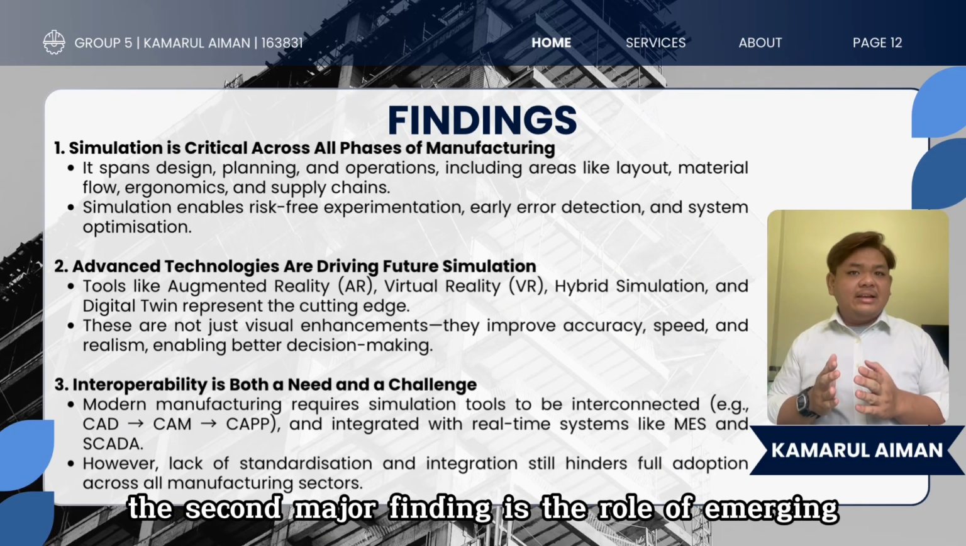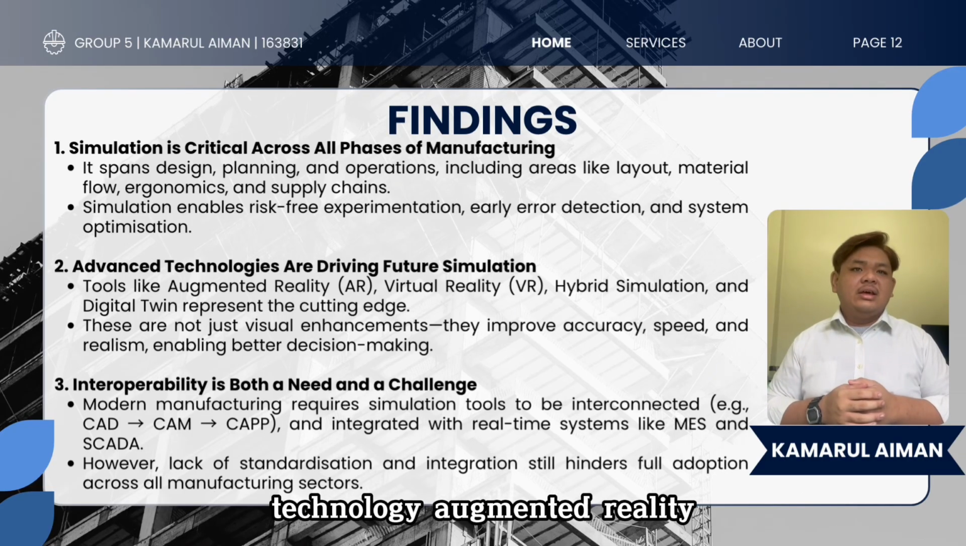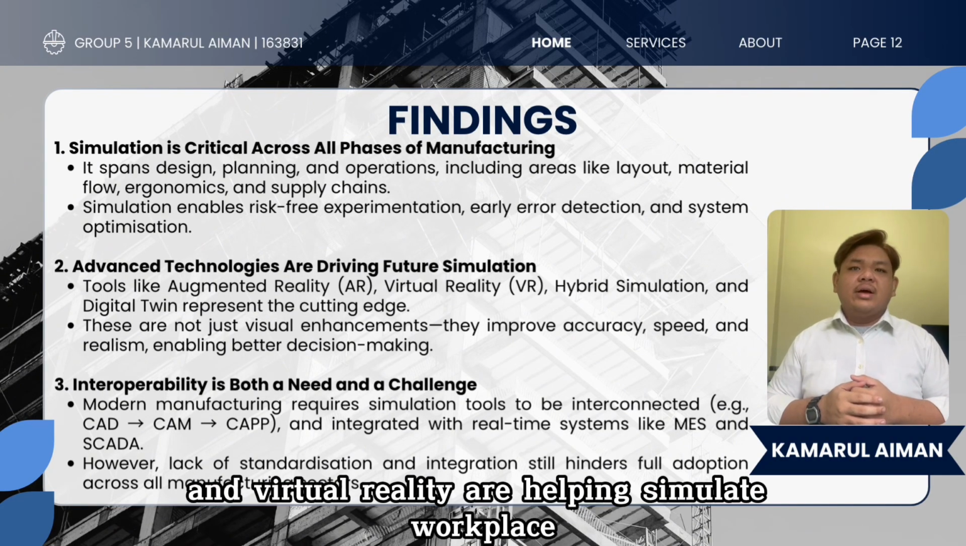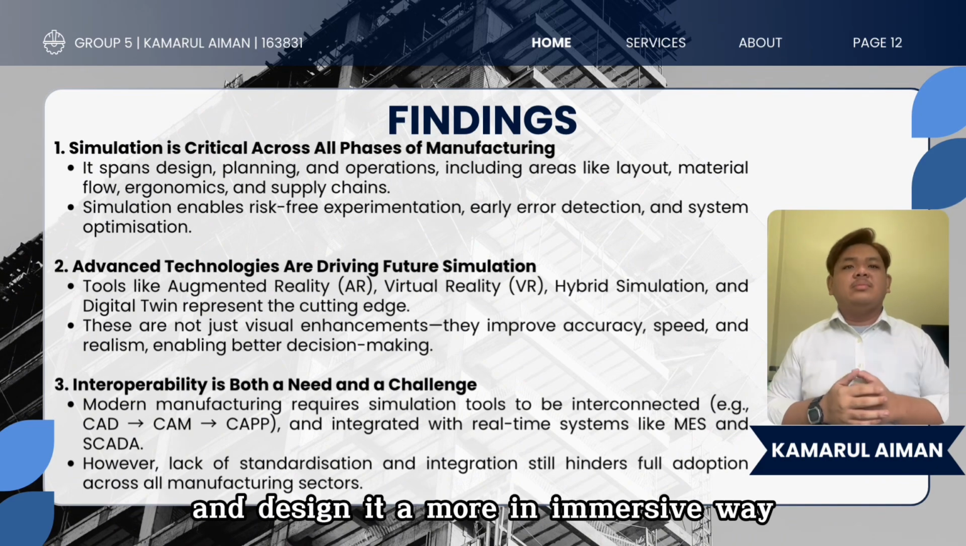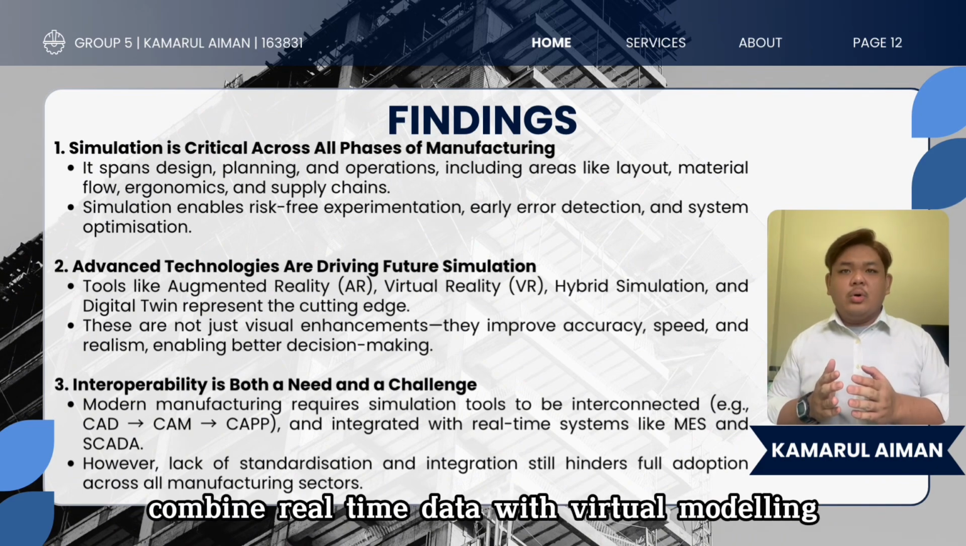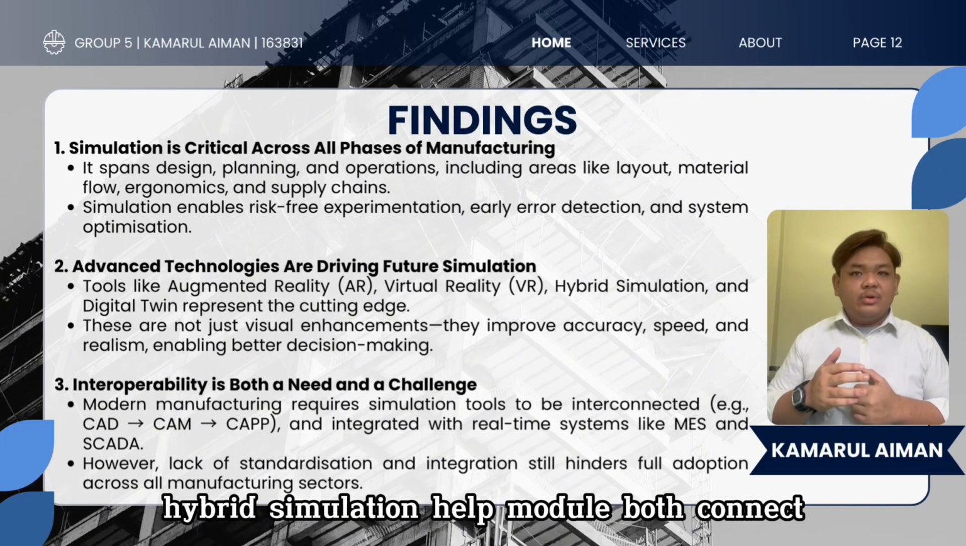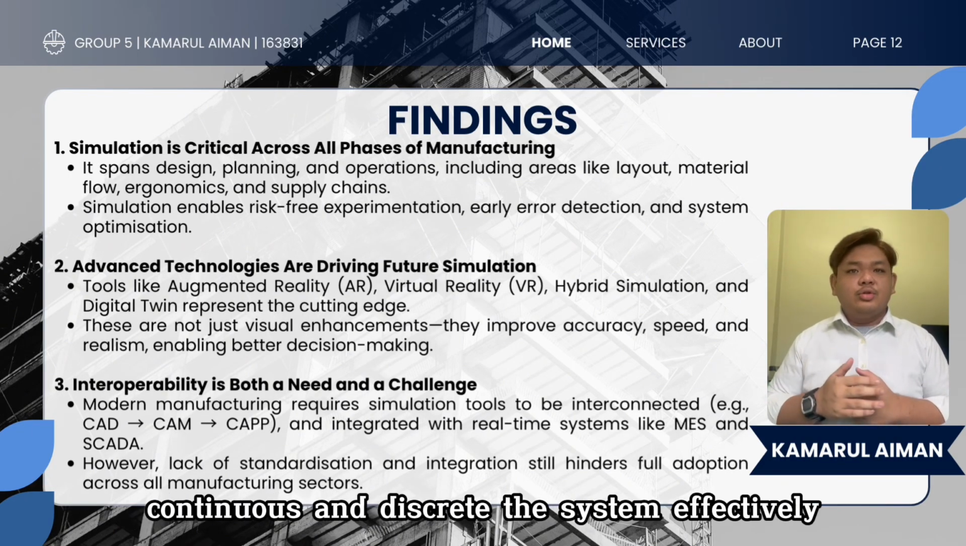The second major finding is the role of emerging technology. Augmented reality and virtual reality are helping simulate workplaces and designs in a more immersive way. Digital twins combine real-time data with virtual modeling for real-time decision-making. Hybrid simulation helps model both continuous and discrete systems effectively.